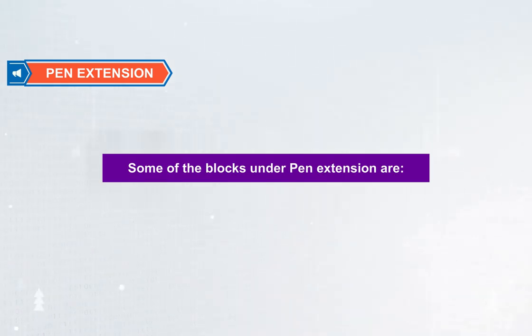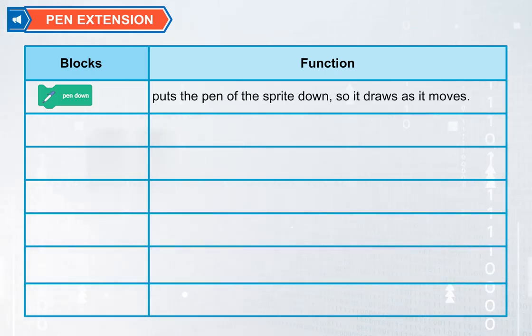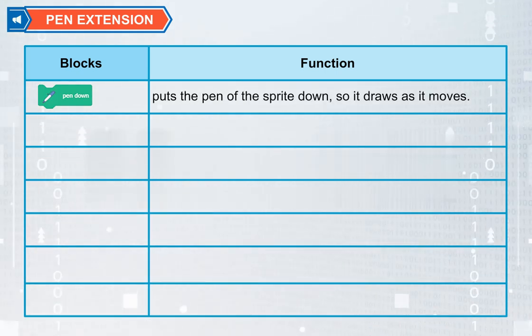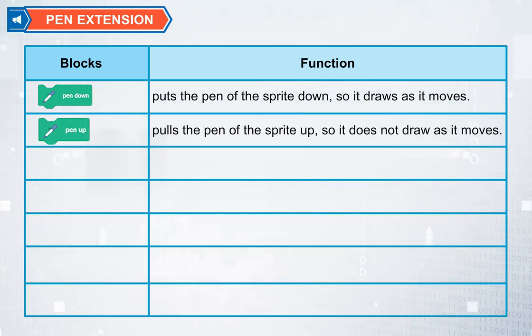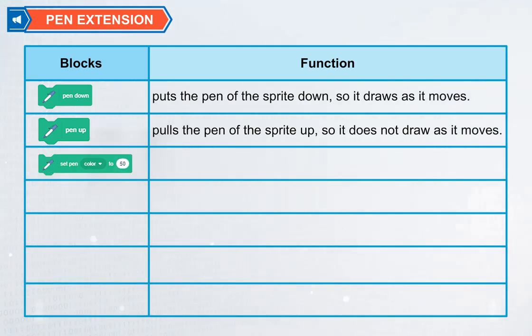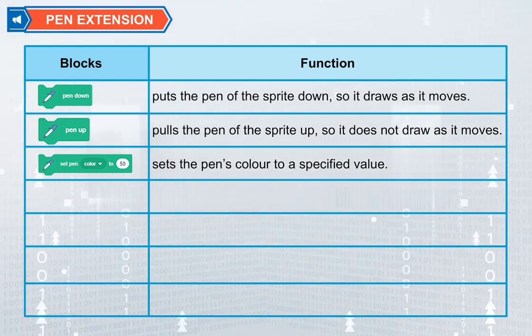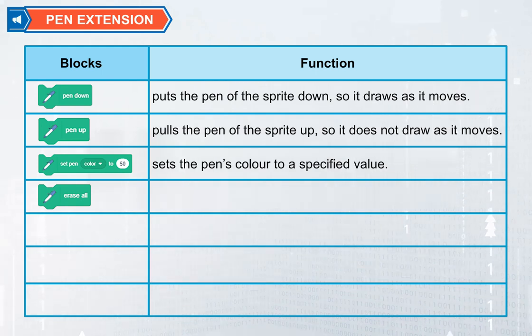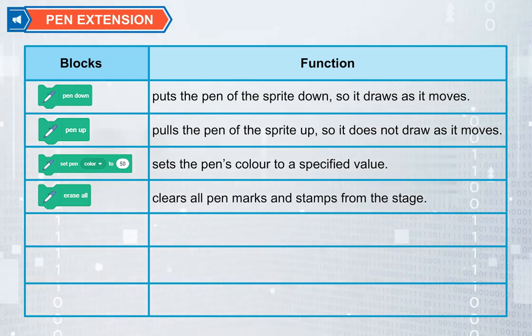Some of the blocks under the pen extension are: Pen down puts the pen of the sprite down so it draws as it moves. Pen up pulls the pen of the sprite up so it does not draw as it moves. Set pen color to sets the pen's color to a specified value. Erase all clears all pen marks and stamps from the stage.